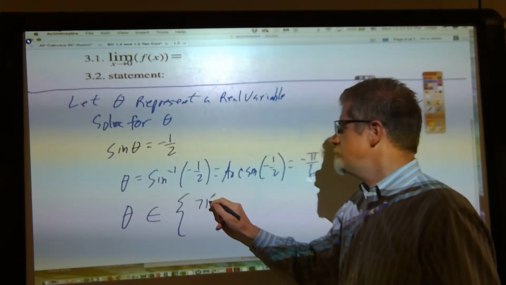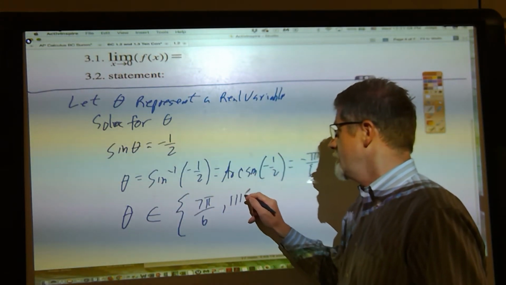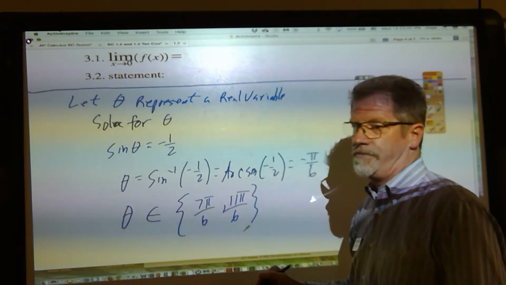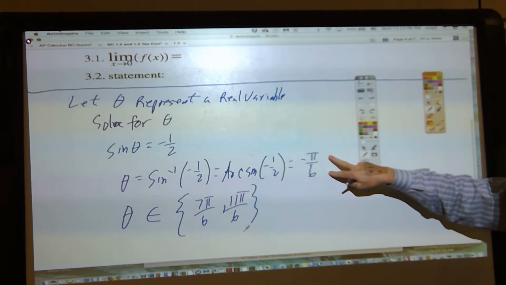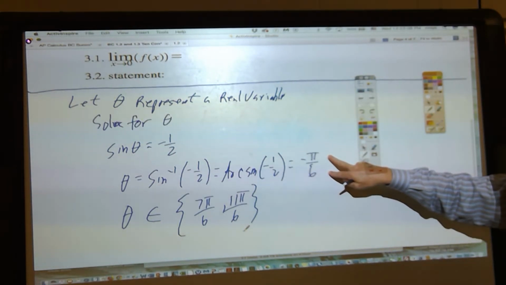A lot of you had this, 7π/6, 11π/6. Now, both of those are solutions of this equation. It's just that there's more. -π/6 is a third solution. Turns out there's an infinite number of solutions.